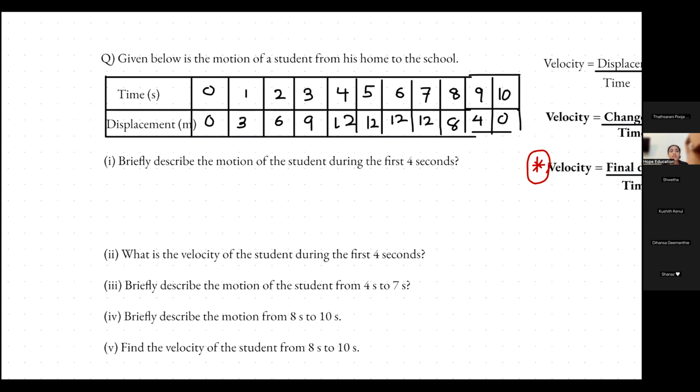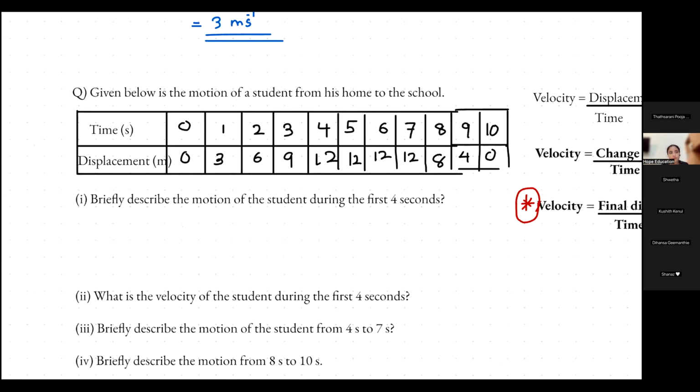First question is briefly describe the motion of the student during the first 4 seconds. During the first 4 seconds. From here to here. They are asking us to describe the motion of the student during the first 4 seconds.